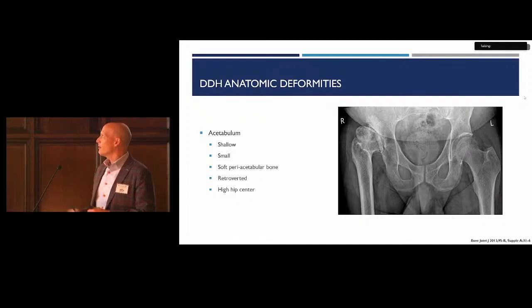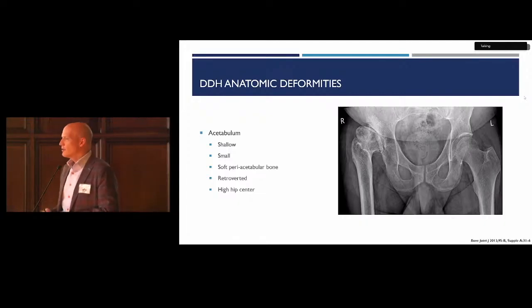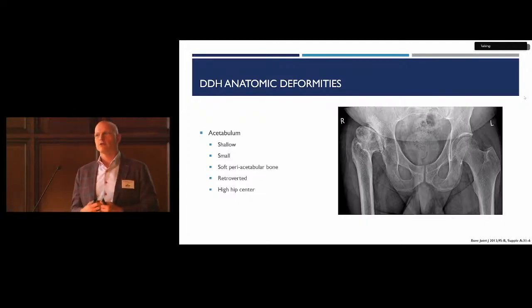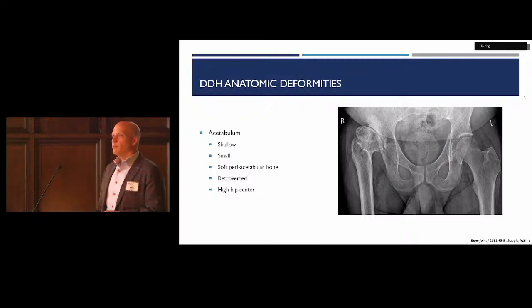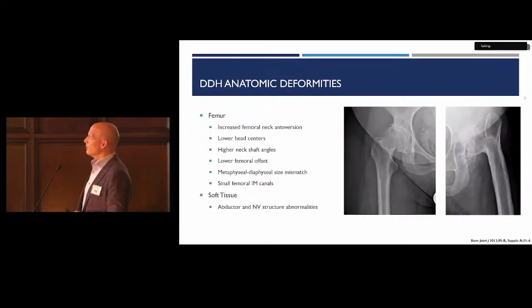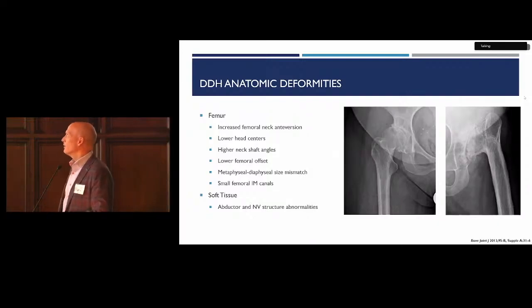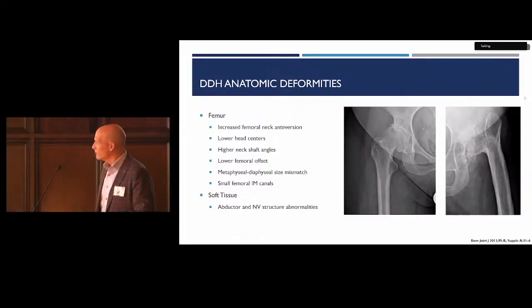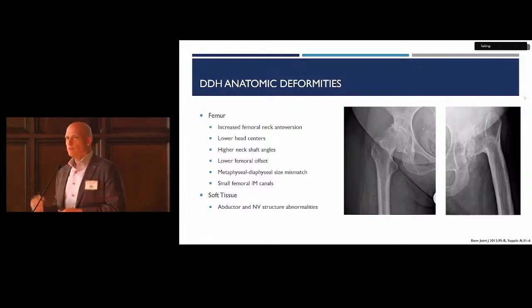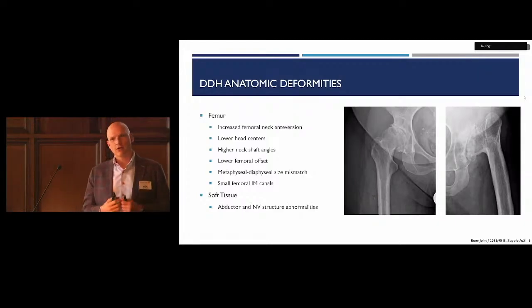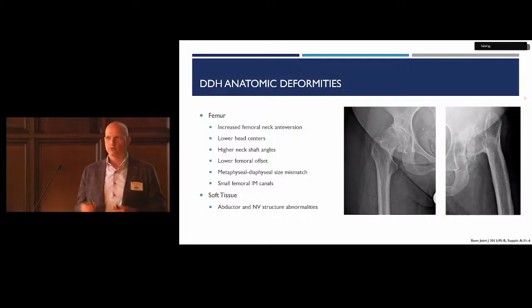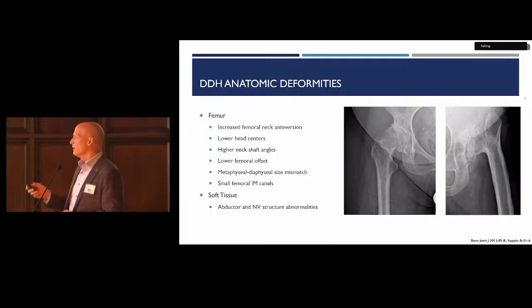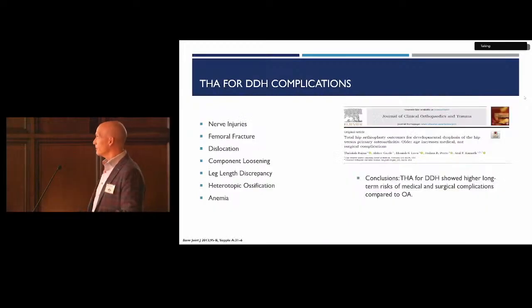On the acetabulum, of course, they can be shallow, small, with soft periarticular bone, particularly those that are non-articulating, the high dislocators. Retroverted, as we've talked about, with a high hip center. On the femur, we've had several talks on femoral version already: increased neck anteversion, lower head center, higher neck angles, lower femoral offset, metaphyseal diaphyseal mismatch, which we haven't talked a lot about, and smaller canals. And then soft tissue as well. A couple of cases were mentioned already with adductor deficiency and neurovascular abnormalities.